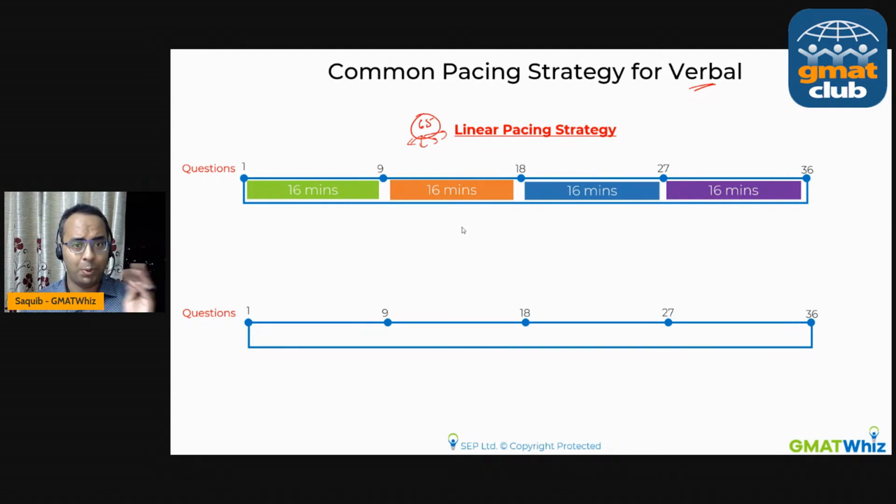And I'm not going to comment now. I'm not going to say whether it's correct or incorrect. I'm just saying that this is another linear pacing strategy, which I've seen people use.